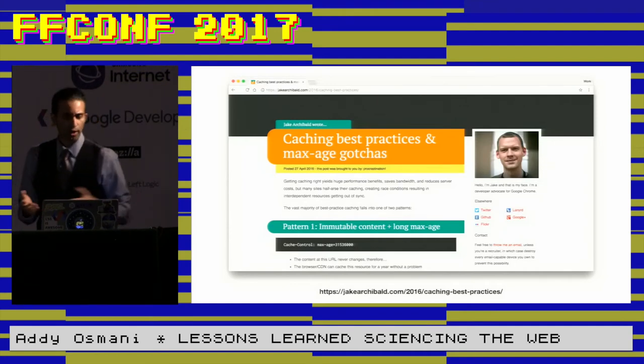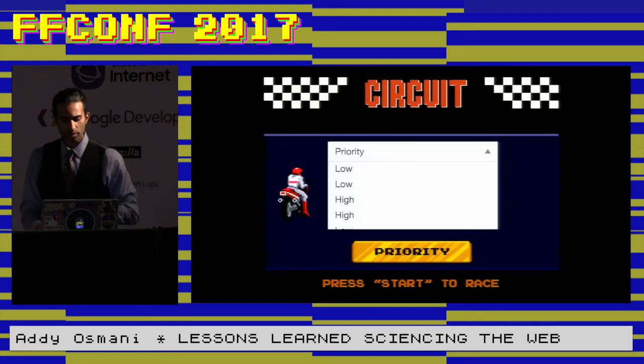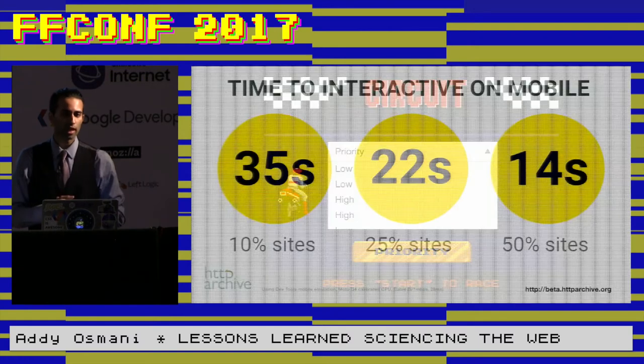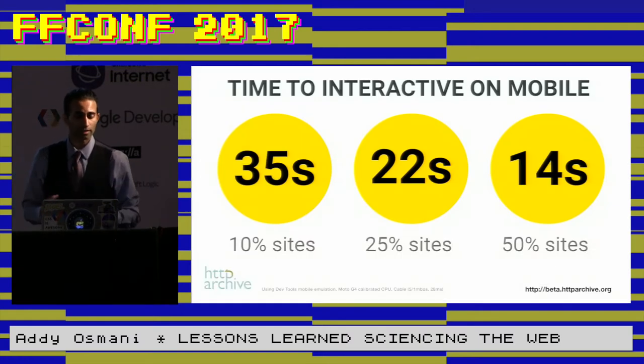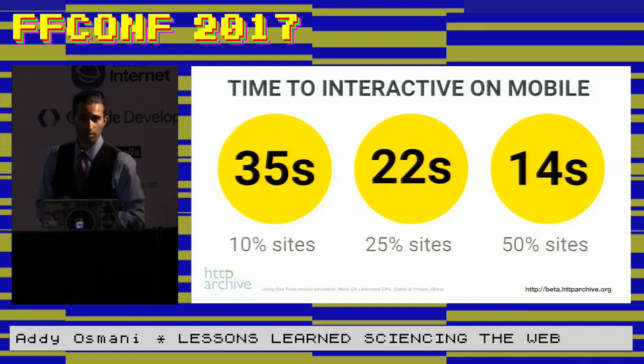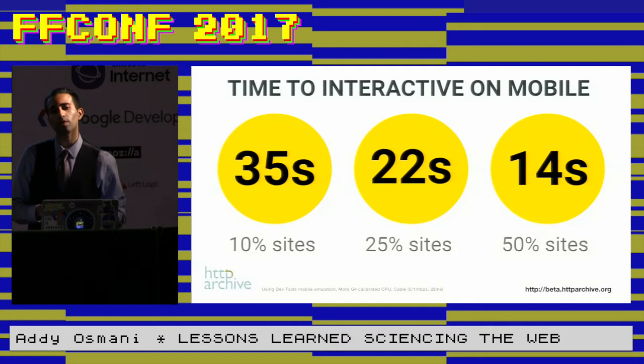Next up, let's talk about priority. And this is another place where we can dig back into the HTTP Archive. So most sites are not in a great place when it comes to how quickly they can be interacted with. 10% of sites take 35 seconds before you can interact with them on mobile devices. 50% take 14 or more seconds before you can interact with them.